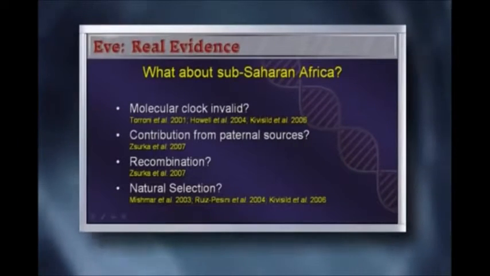But every single one of those has been questioned, even in the evolutionary literature. Well, I have listed here 3 different papers that have specifically questioned the molecular clock in Africa. They're saying there are some African branches that are this big and some are this big, and they say the molecular clock doesn't work.